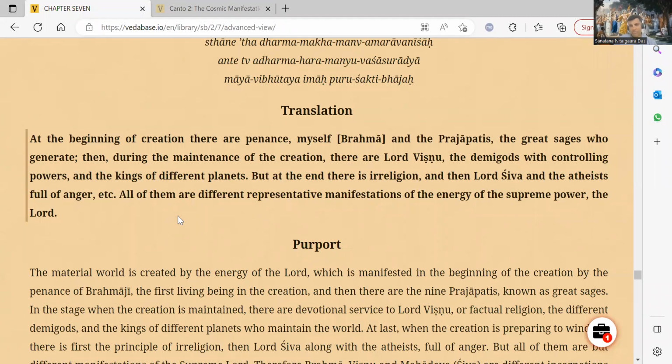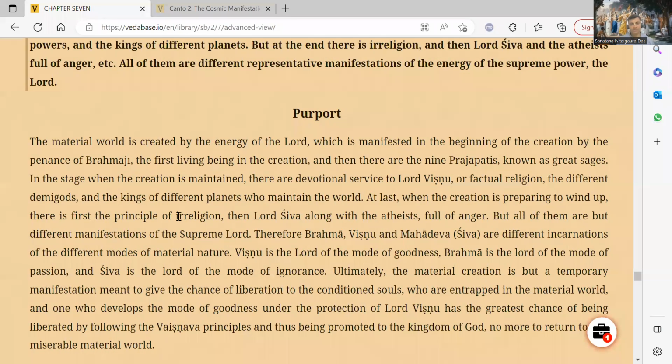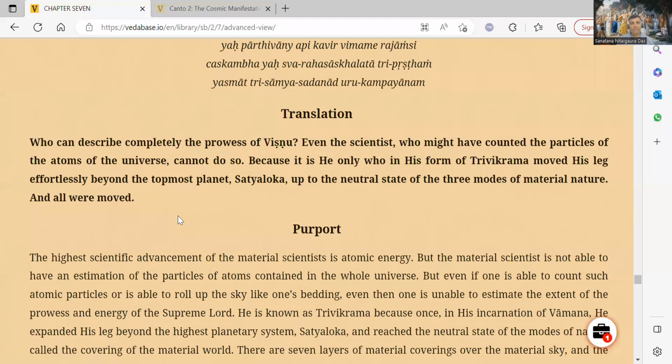The maintenance is the most important part, the biggest chunk. Creation is a small piece, annihilation is a small piece. The biggest chunk is maintenance. Lord Vishnu himself takes care of it, and Lord Shiva takes care of annihilation. So they are also empowered entities. Who can describe completely the powers of Lord Vishnu?